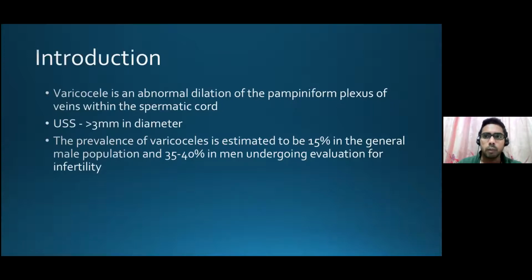Varicocele is an abnormal dilatation of the pampiniform plexus in the spermatic cord and testis, and ultrasonically the diameter of these dilated veins in the pampiniform plexus has to be more than 3 millimeters to call it a varicocele. Varicocele has a relatively high prevalence, about 15% in the general male population, and the prevalence increases up to 35 to 40% in men undergoing evaluation for infertility.